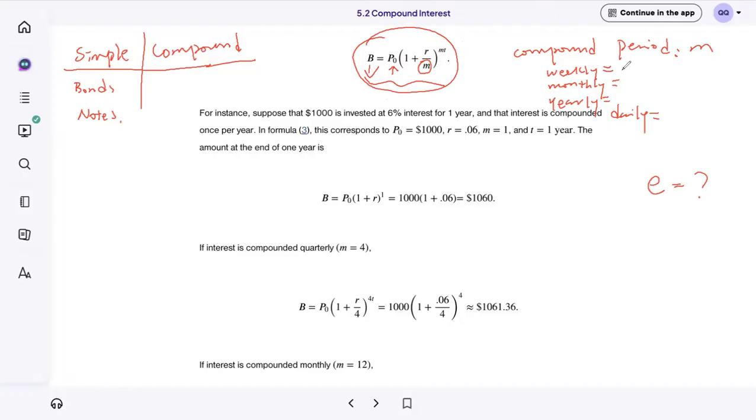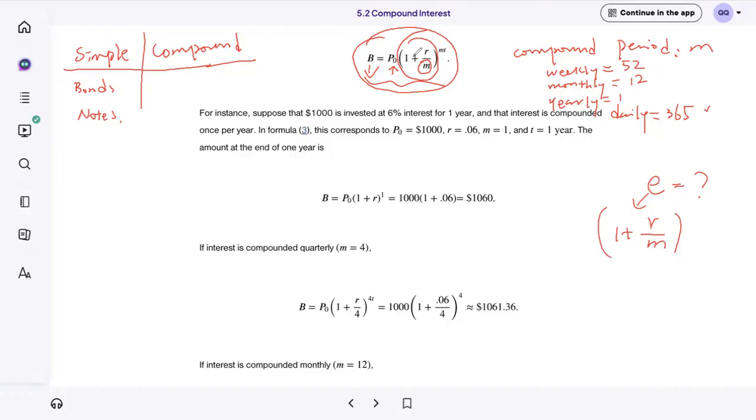Okay, if it's weekly, M equals 52, because there are 52 weeks in a year. If it's monthly, M equals 12, because 12 months in a year. If it's yearly or annually, this is 1. Daily, 365. Right? Compound continuously, this whole thing becomes E. So soon we will see how E is related with this. So compound continuously, this thing becomes E.